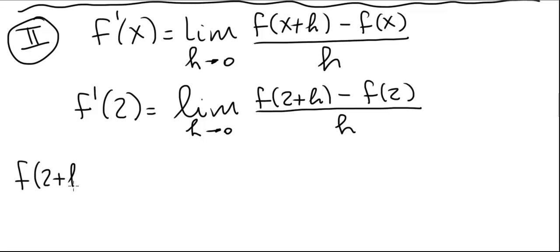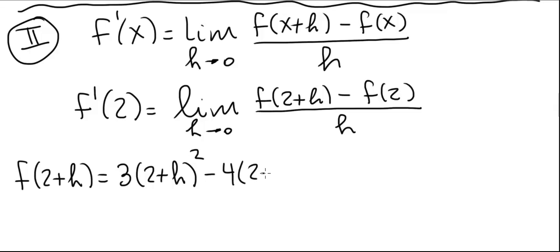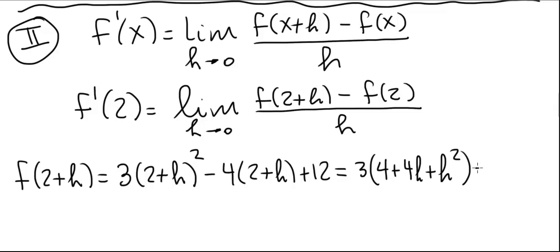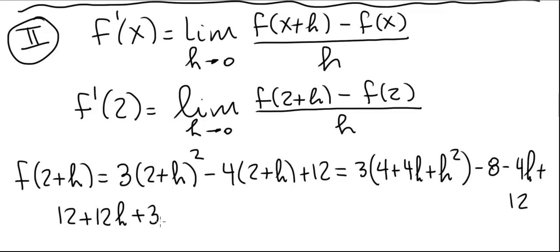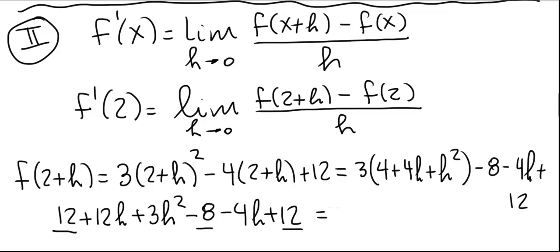So f of 2 plus h is equal to 3 times 2 plus h squared minus 4 times 2 plus h plus 12. So that's 3 times 4 plus 4h plus h squared, and then minus 8 minus 4h plus 12. And this is 12 plus 12h plus 3h squared minus 8 minus 4h plus 12. So we have 12 here, that's 24, minus 8, that's equal to 16. We have 12h minus 4h, that's plus 8h, and plus 3h squared. So that's f of 2 plus h.